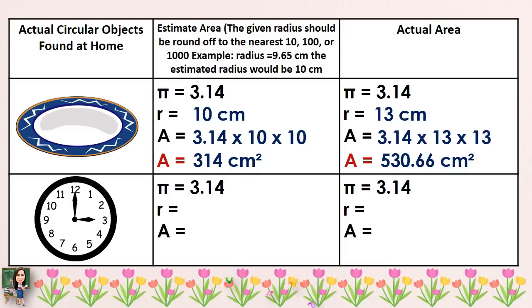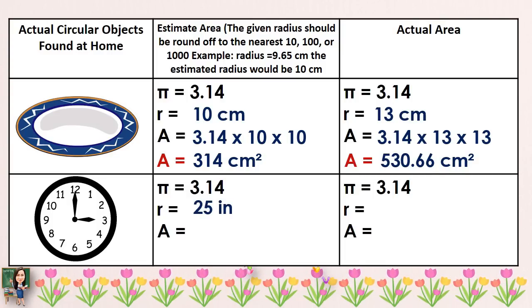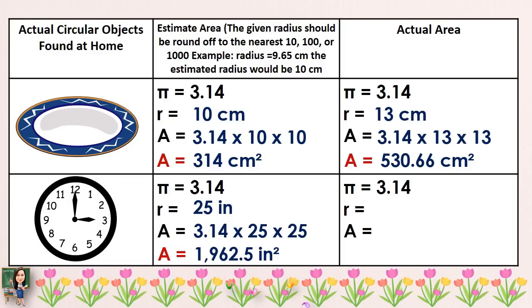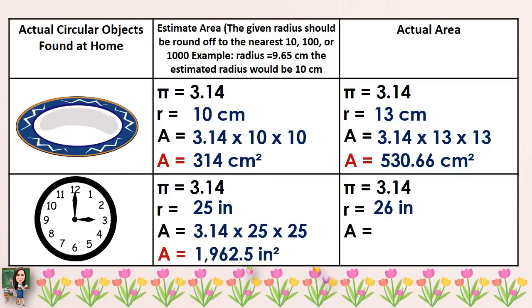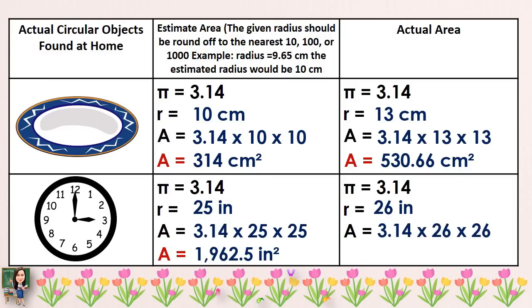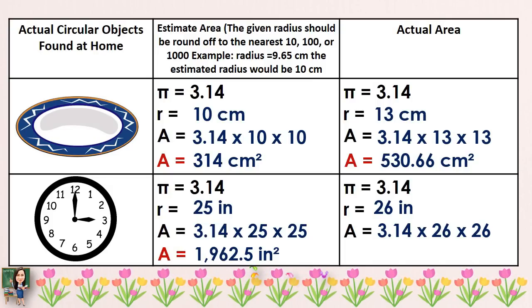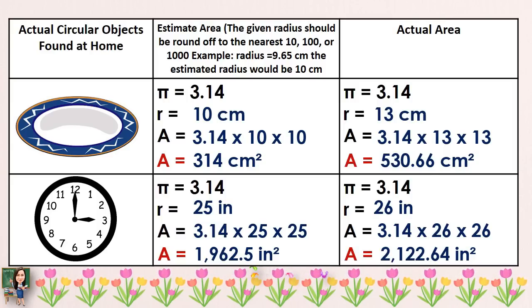Another example is a clock. Pi equals 3.14. The radius of the clock is 25 inches. The area is 3.14 times 25 times 25. The answer is 1,962.5 square inches. And then for the actual area, the radius is 26 inches. Then the area, pi, 3.14 times the radius, 26 times 26 equals 2,122.64 square inches. That is the area.